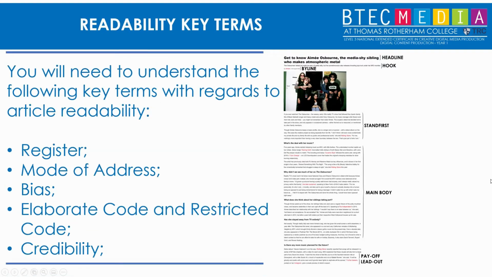We're also going to be looking at what's called readability with regards to article writing. For readability, we're going to be looking at register, mode of address, bias, elaborate and restricted code, and credibility. Okay, so the first thing we're going to do is go through these terms about structure.